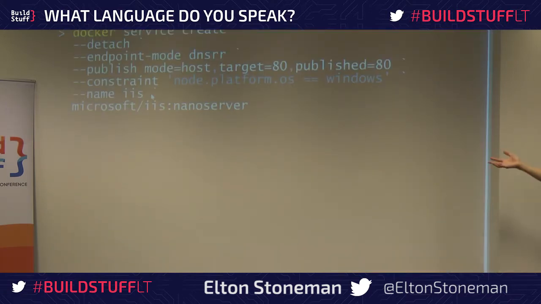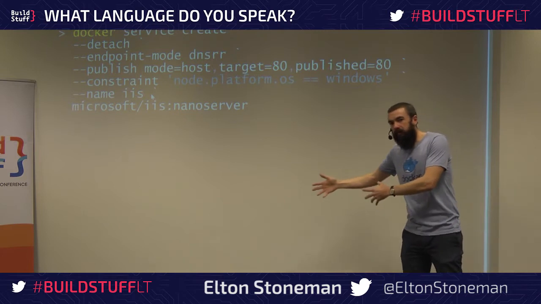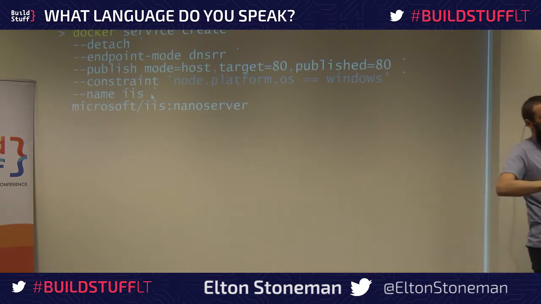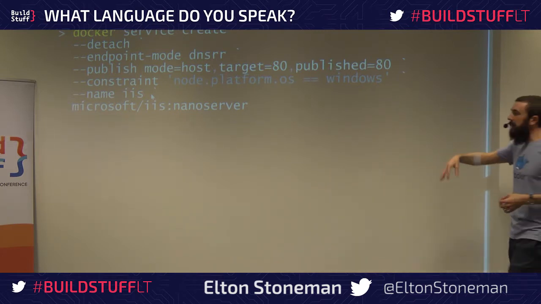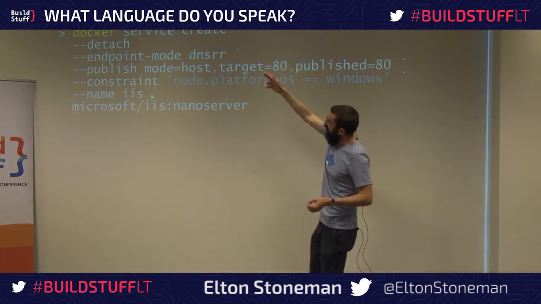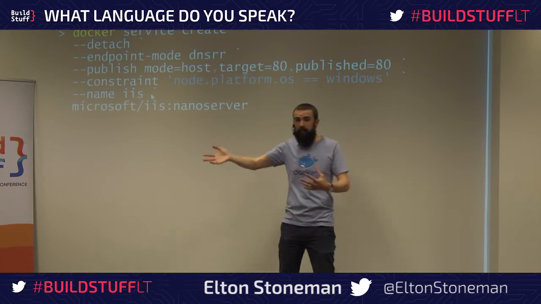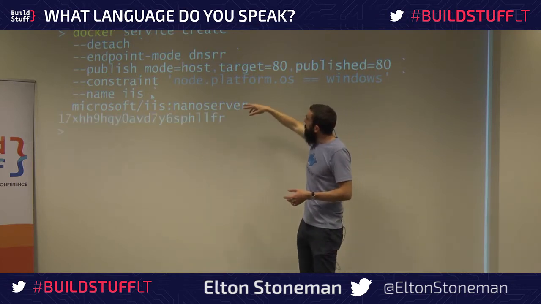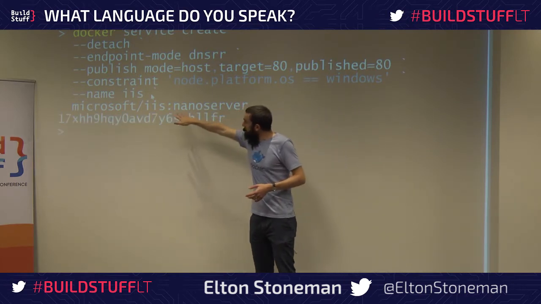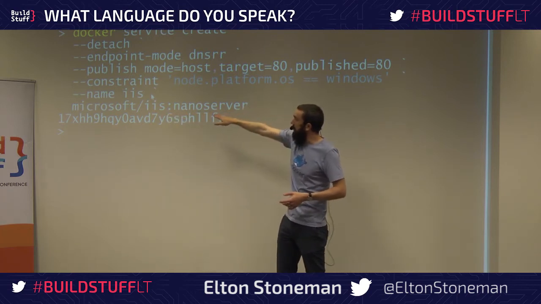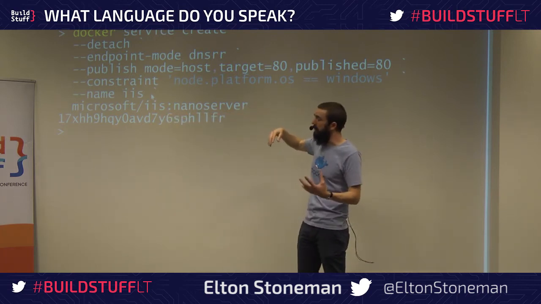Okay, so the commands this morning were all docker container run, which is when you're talking to a specific server and you want to run a container on that server. Now I'm talking to a cluster, so I'm going to do docker service create. Some of the things are the same, so I'm going to detach, which means it's going to run in the background. I'm going to specify the name of an image to use, which is Microsoft's IIS. I'm using Nano Server, so it's going to run on the Windows node.